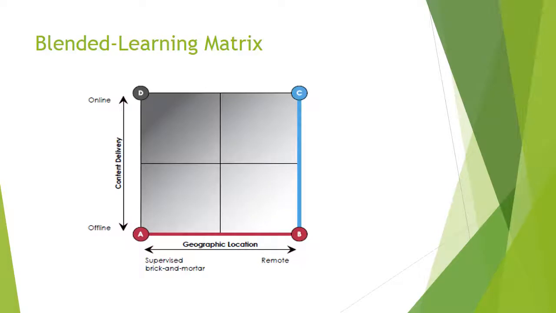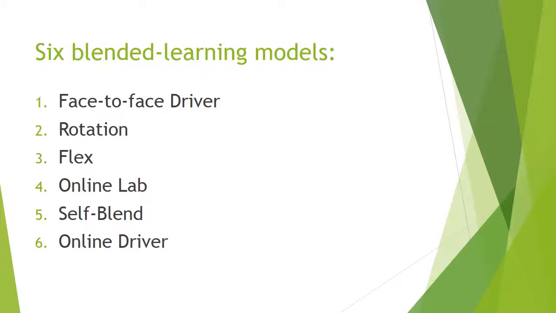Staker provides a visual comparison of what constitutes blended learning from other types of learning through what she calls a blended learning matrix. In the diagram, the gray area represents various levels of blended learning, while the white area, blue line, and red line indicate learning that is not blended. Staker describes 6 blended learning models: face-to-face driver, rotation, flex, online lab, self-blend, and online driver.